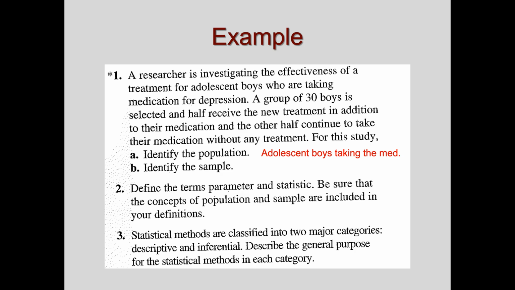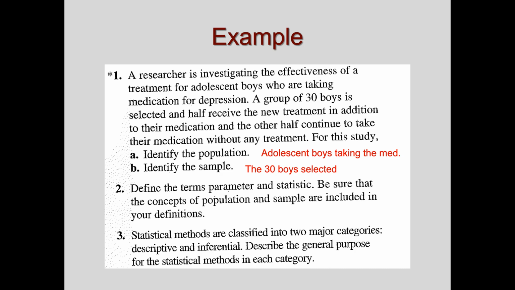Okay, first one, a researcher is investigating the effectiveness of treatment for adolescent boys who are taking medication for depression. A group of 30 boys is selected and half received the new treatment, in addition to their medication. The other half continue to take just their medication without any treatment. For this study, identify the population. That is, all the adolescent boys taking the meds. Identify the sample. That would be the 30 boys selected.